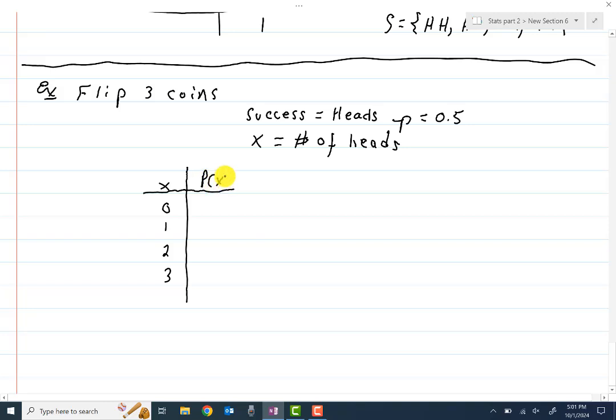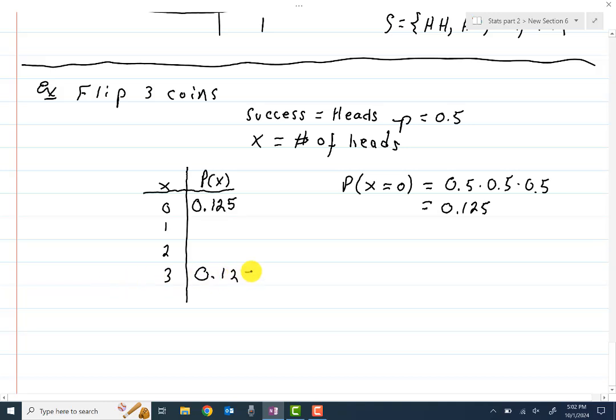The probability of each of these, let me see what I can do. Usually the extremes, the 0 and the 3, are really easy. So let's take a look at the probability of 0 heads. That means you got a tail on the first one, a tail on the second one, and a tail on the third one. Altogether you get 0.125. Now, on the other hand, the probability of getting 3 heads is the same as the probability of getting 3 tails. It's going to have exactly the same probability.